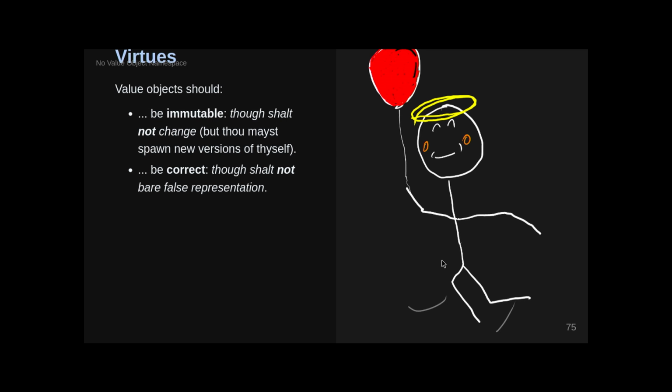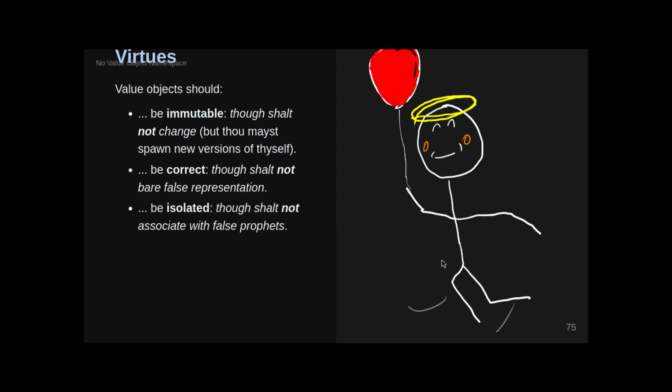Thou shalt be correct. Thou shalt not bear false representation. So they should always validate themselves. And if you receive a value object, you can have that confidence that it is correct. So this is hugely reassuring, and it will simplify your code. It'll make your code easier to reason about.